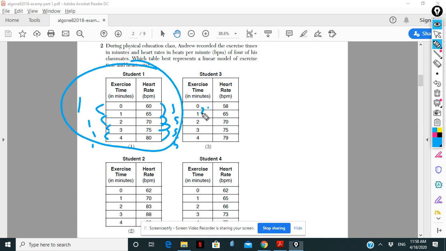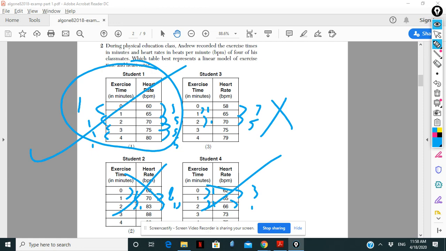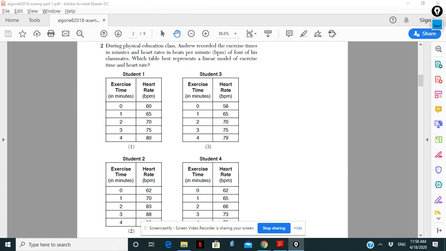If you're looking here, 1, 7, 1, 5, it's not a constant rate. Here, 1, 8, 1, 13, it's not a constant rate. Here, 1, 3, 1, 1, it's not a constant rate. That's why I pick number 1.